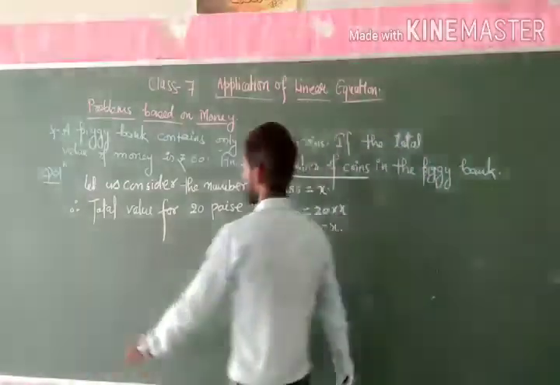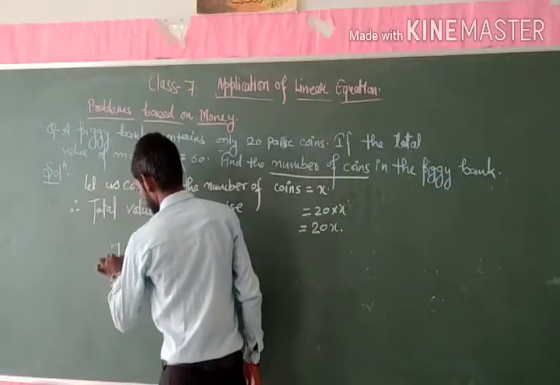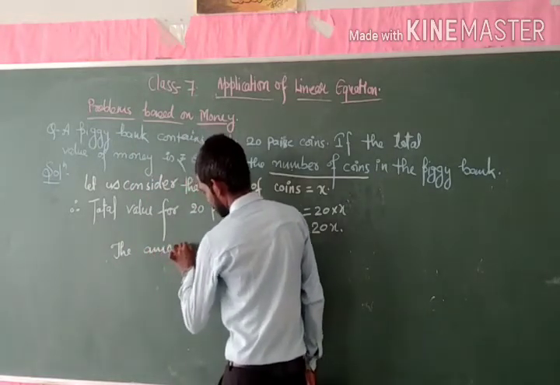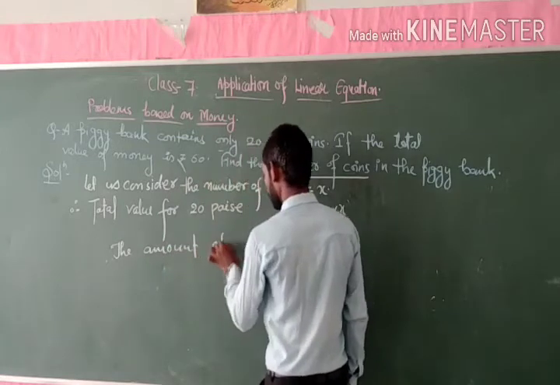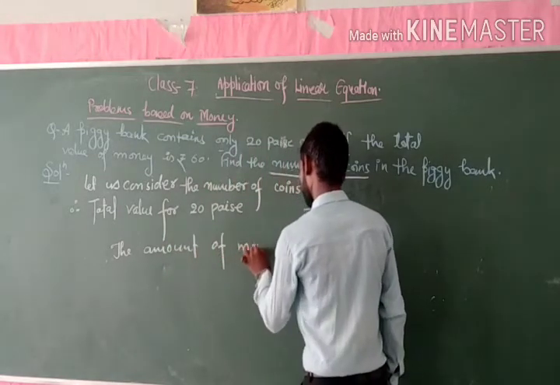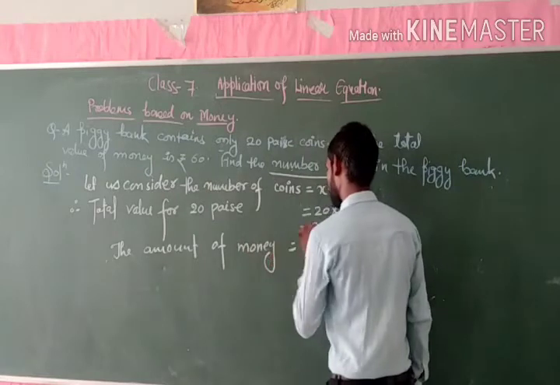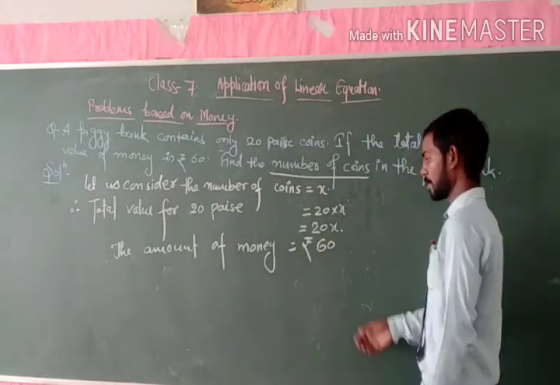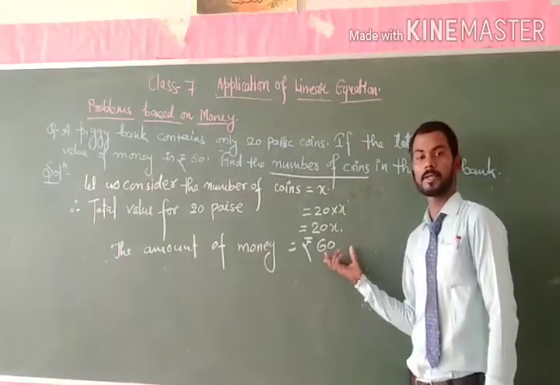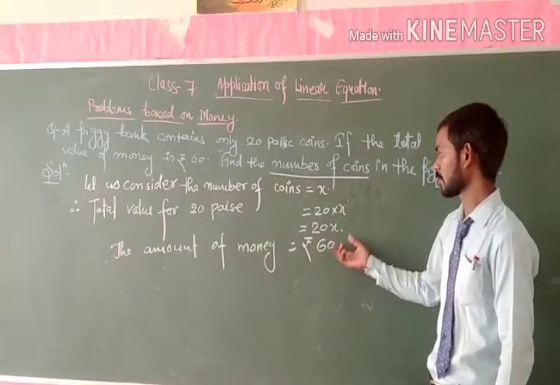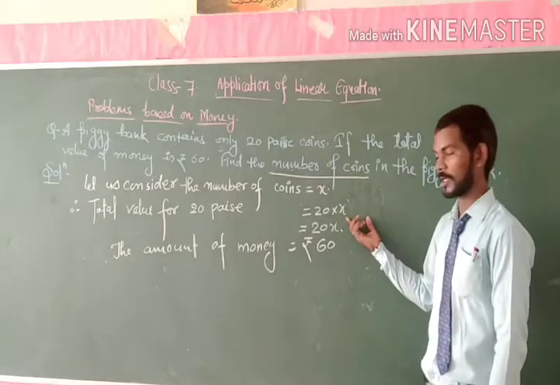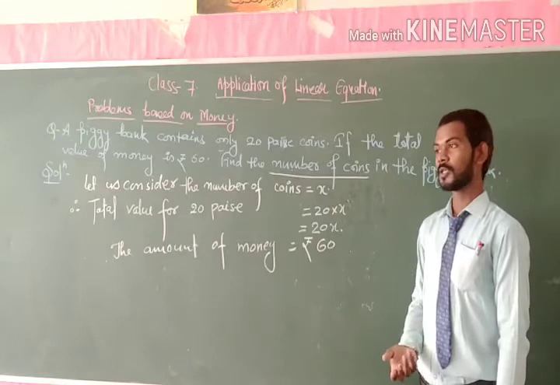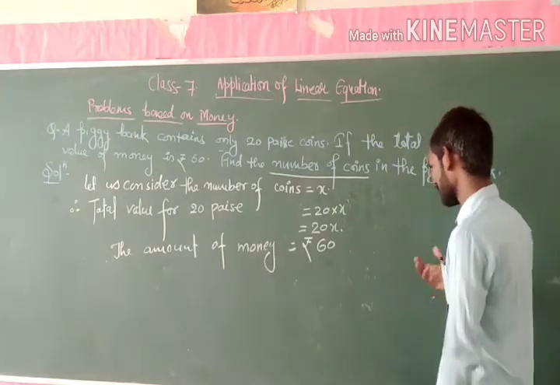Now the next, the amount of money is equal to 60 rupees. Here the total amount of money is 60 rupees and we have coins of 20 paise. So the requirement is to convert rupees into paise.